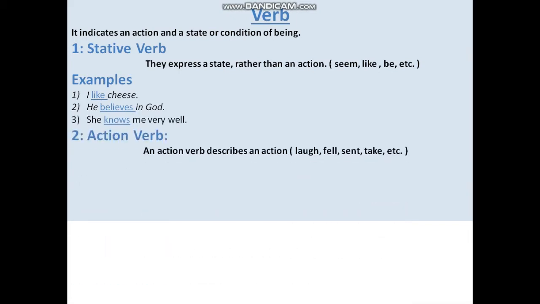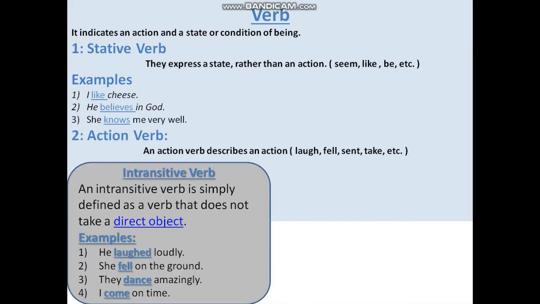Here comes the second kind of verb, action verb. What is an action verb? Basically, action verbs always have an action which we can see easily. Action verbs have two types: intransitive verbs and transitive verbs. Intransitives are actions which do not require any object to complete them. You can see the example here. He laughed loudly. So laughed does not need any object here. In the second, she fell on the ground. So fell does not require any object to complete the sense of the sentence.